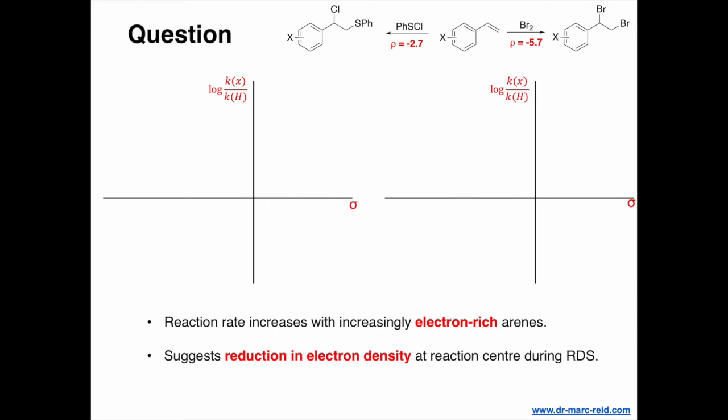The plots left and right show representative Hammett plots for reactions with the sulfonyl chloride and molecular bromine respectively. Both linear plots have negative ρ values, so both reactions are favoured by electron donating groups, and the rate limiting step may have a build-up of positive charge at the reaction centre.